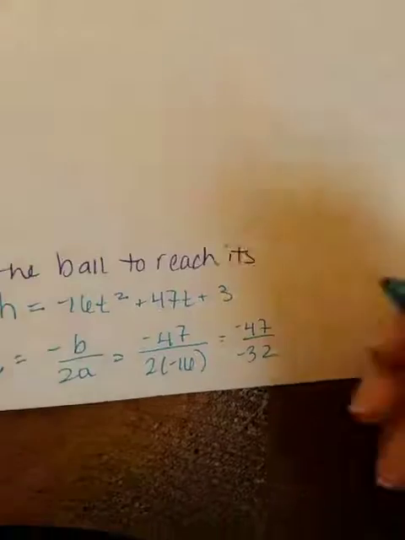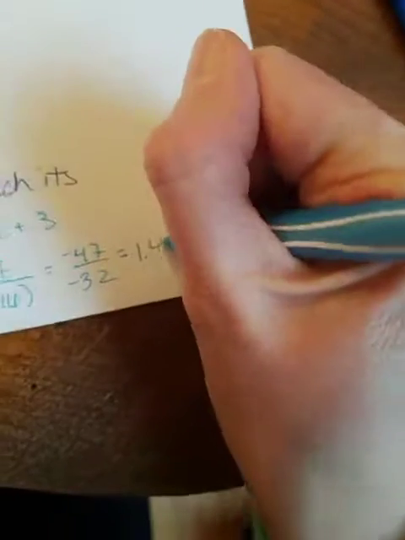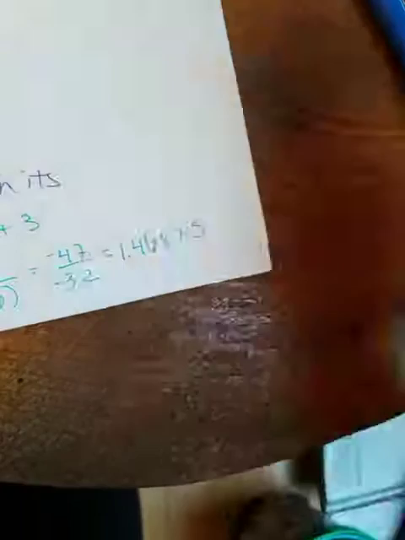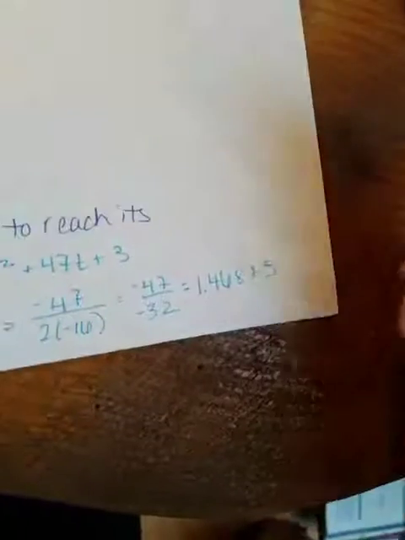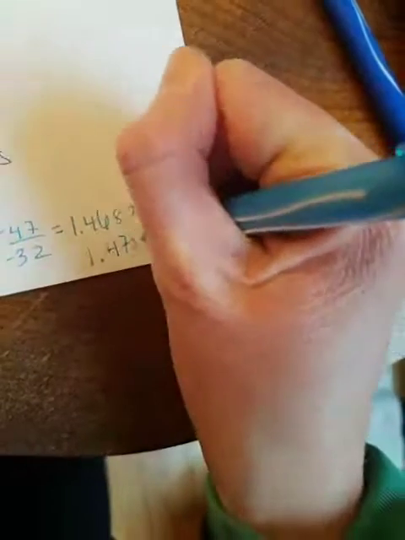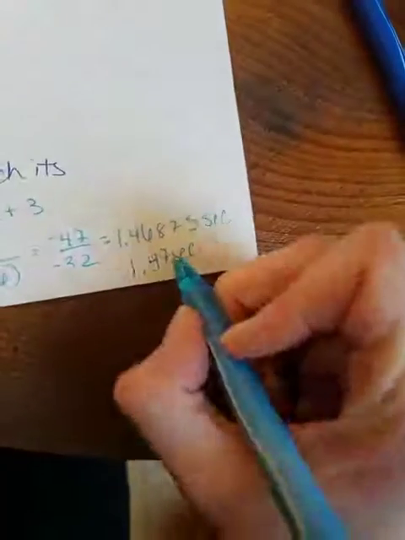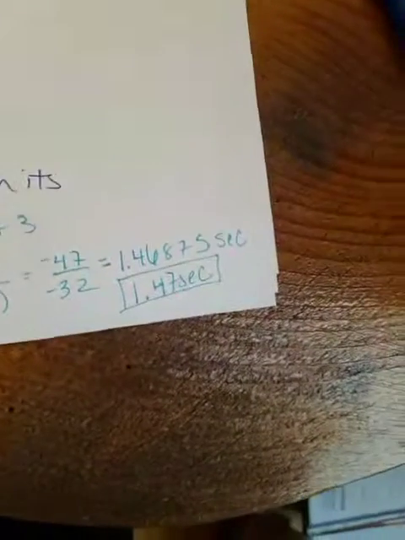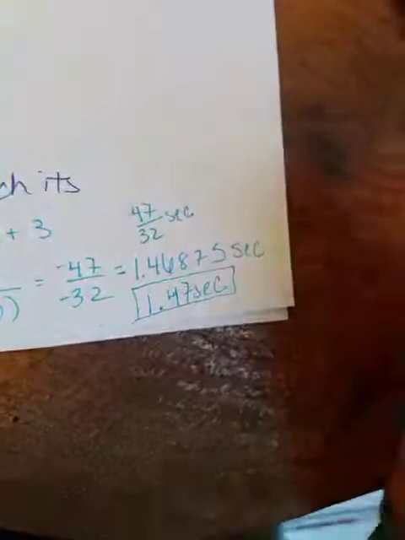So put that into your calculator, and you're going to have to round that. The calculator is going to give you 1.46875. If you really want to write that, you can. I would also be fine with you writing 1.47 seconds, if you round to the hundredths place. I'm probably going to use that. You could also leave it as an improper fraction, 47 over 32, because that doesn't simplify. So any of those would be great.